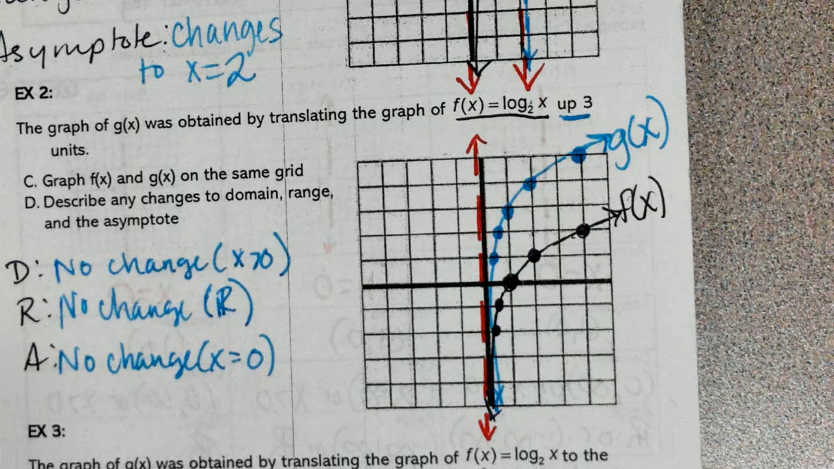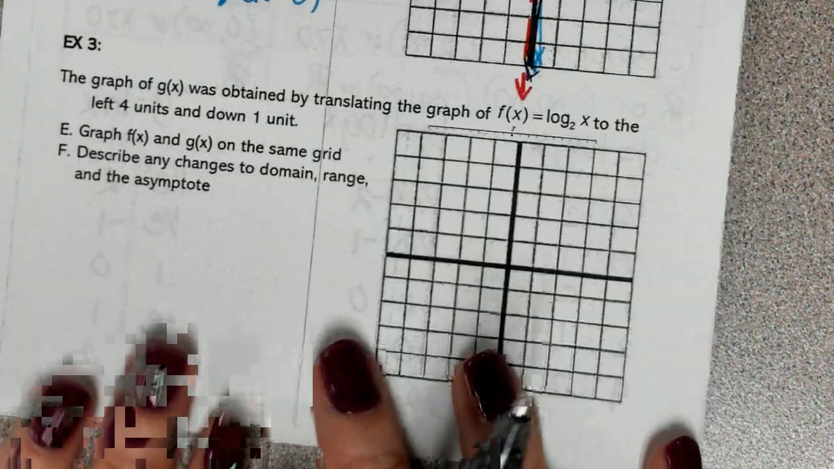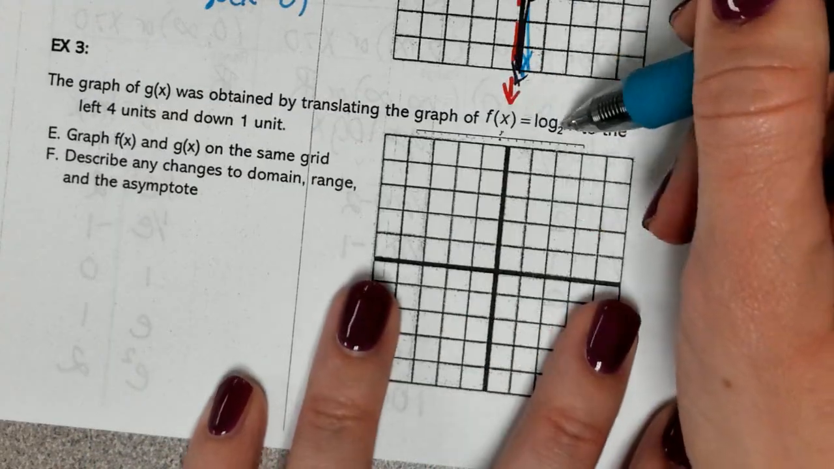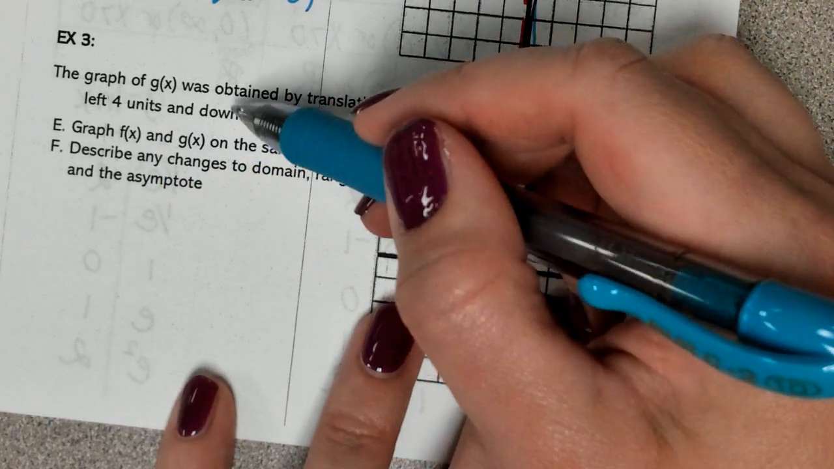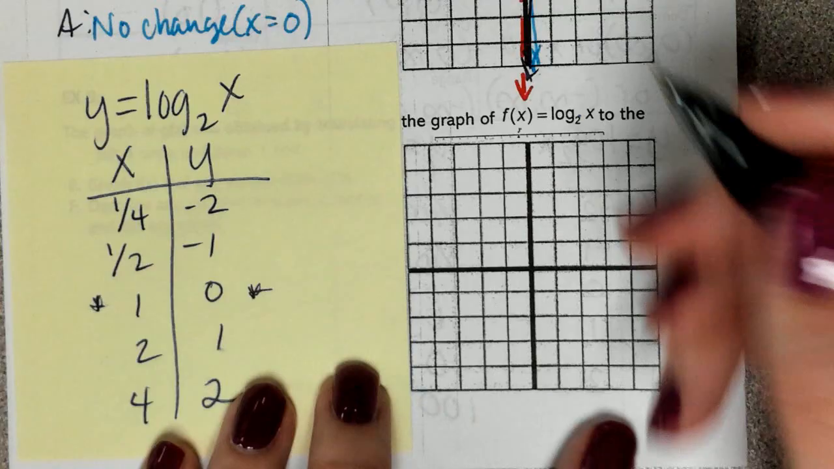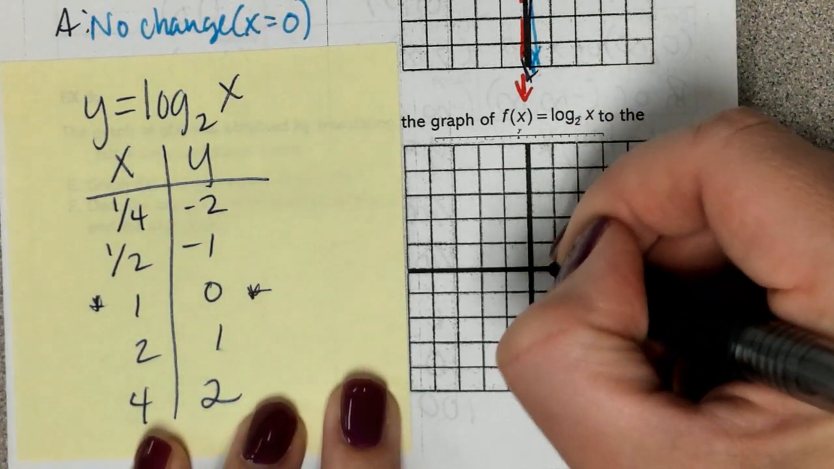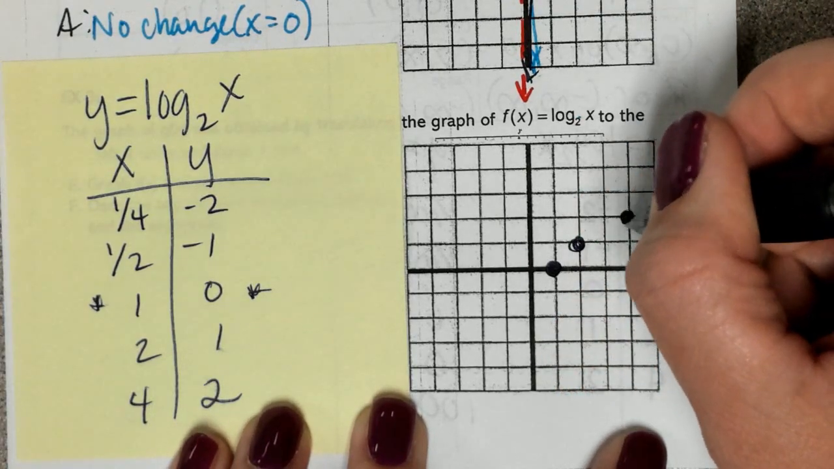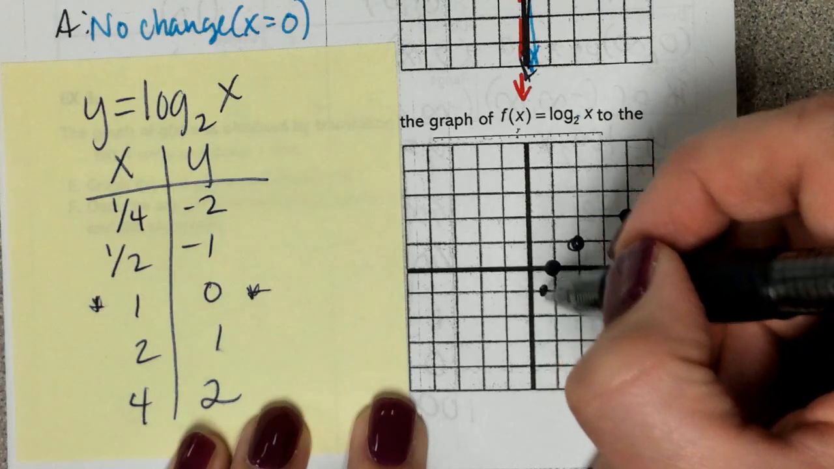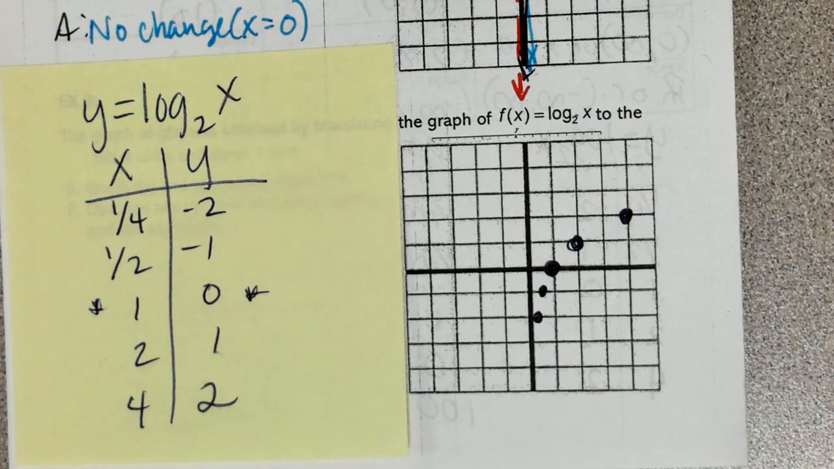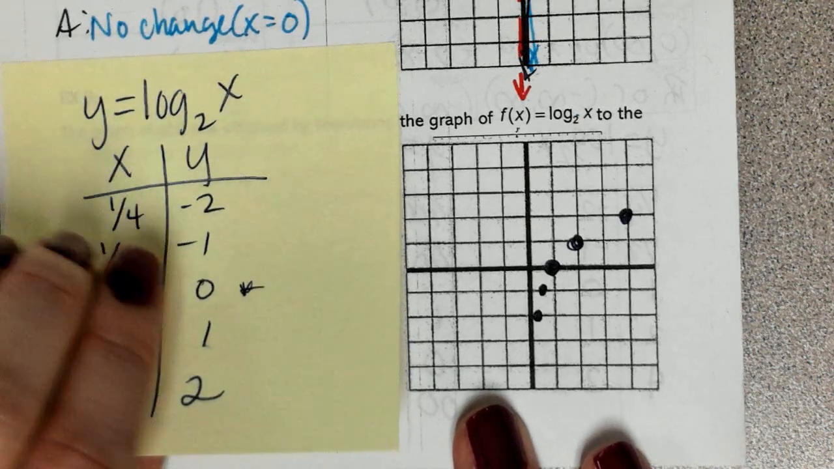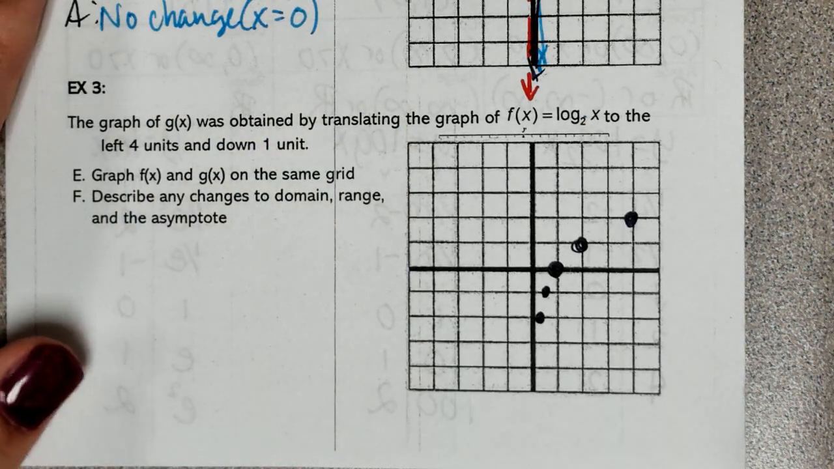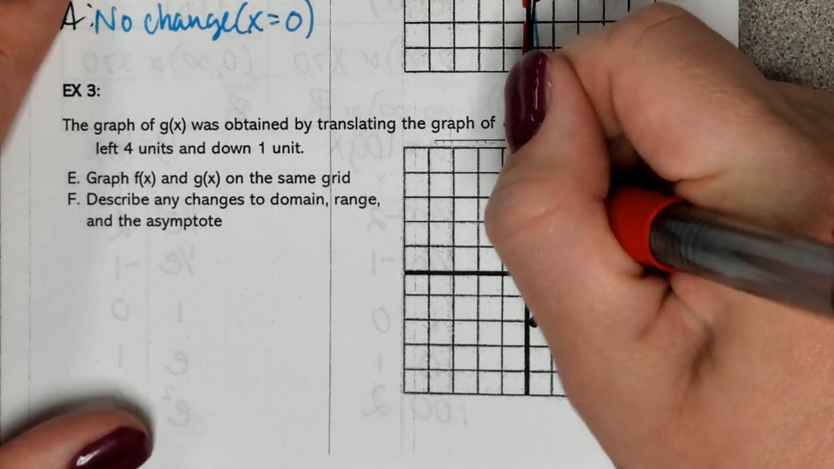Okay, last one. Example 3, the graph of g of x is obtained by translating the graph of f of x equals log base 2 of x to the left 4 units and down 1 unit. Okay, so we're doing a mix of transformations. But first, we're going to get our parent on there one more time. 1, 0, 2, 1, 4, 2. And our asymptote.